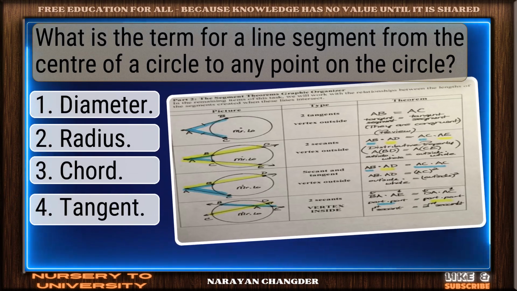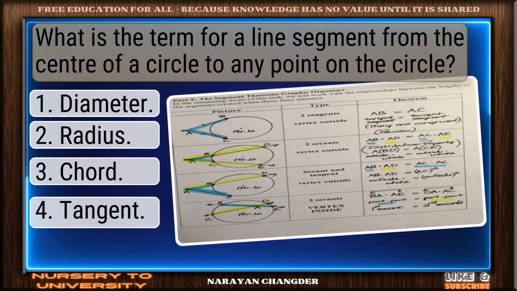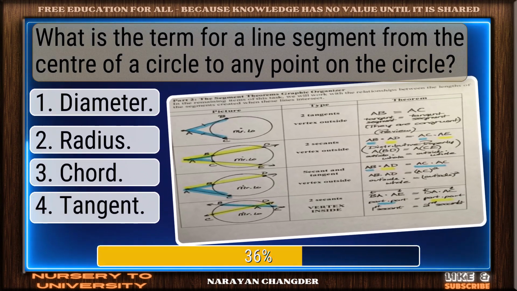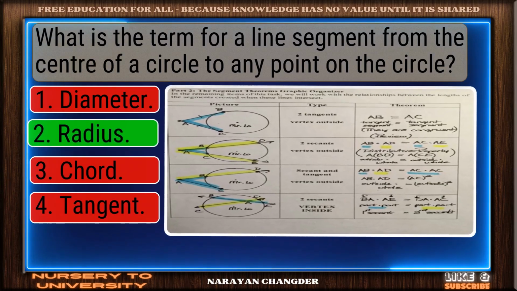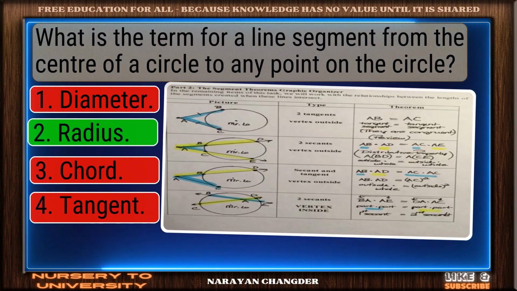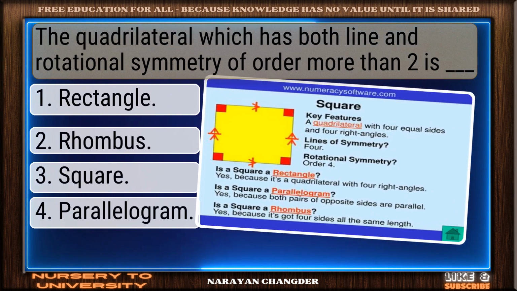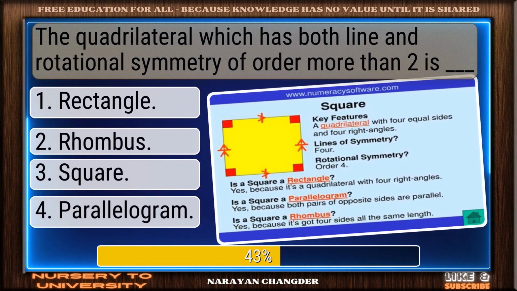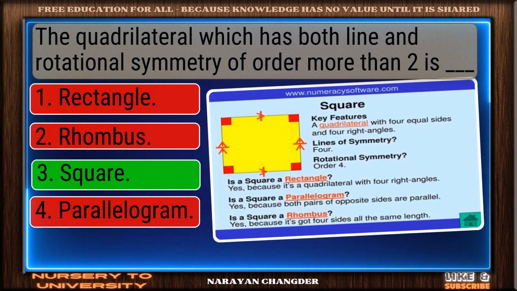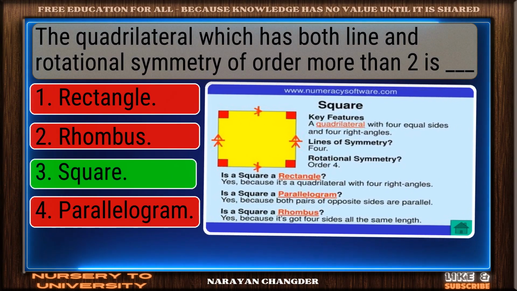What is the term for a line segment from the center of a circle to any point on the circle? Nice selection. Radius is the correct and valid answer. The quadrilateral, which has both line and rotational symmetry of order more than 2, is dash. Exactly. Square makes sense and it is the right choice.